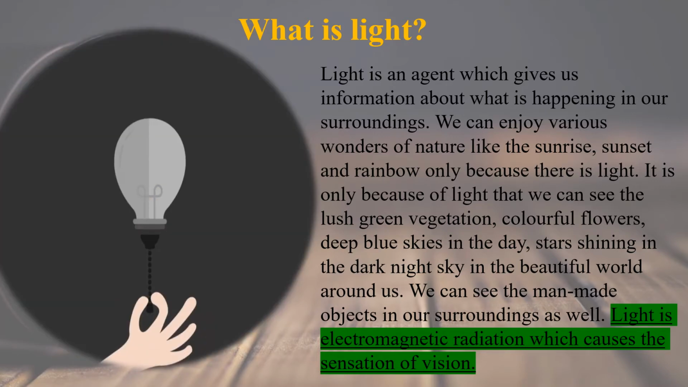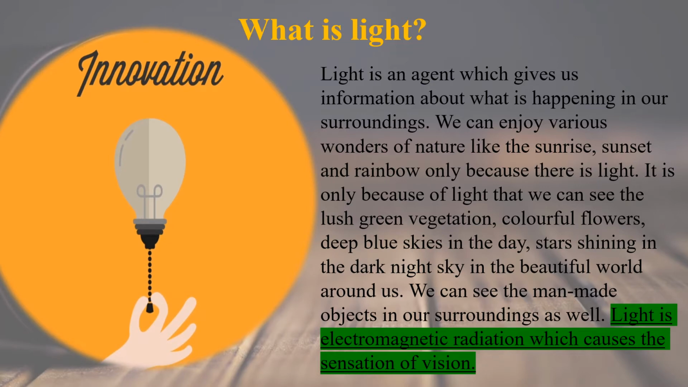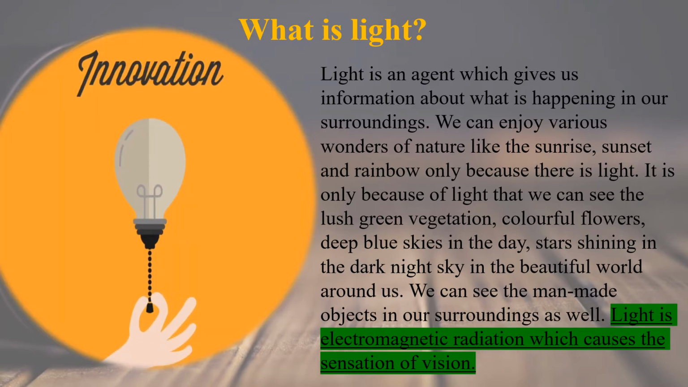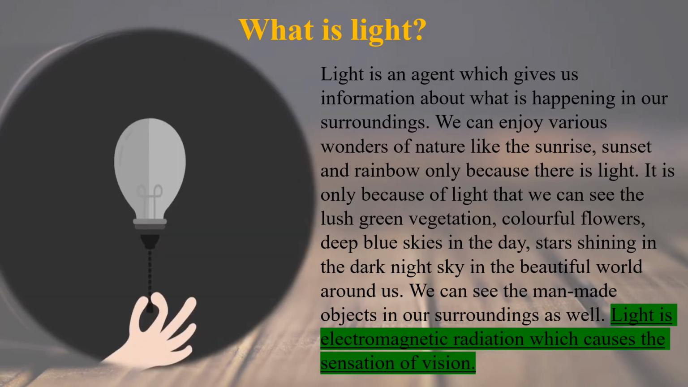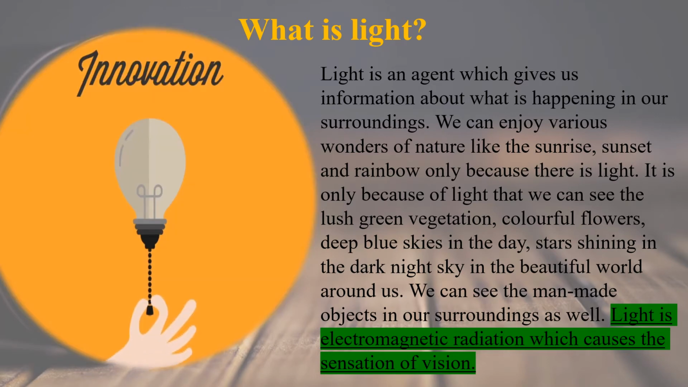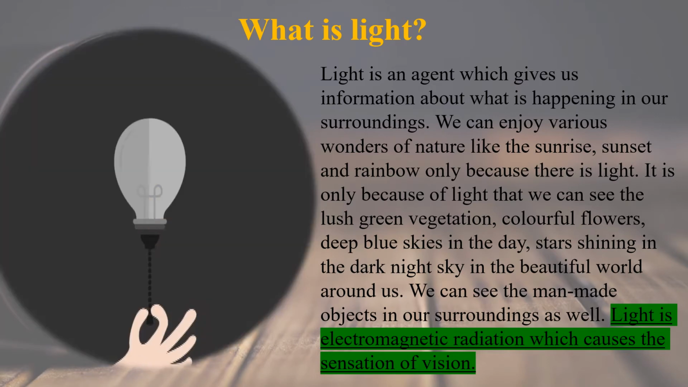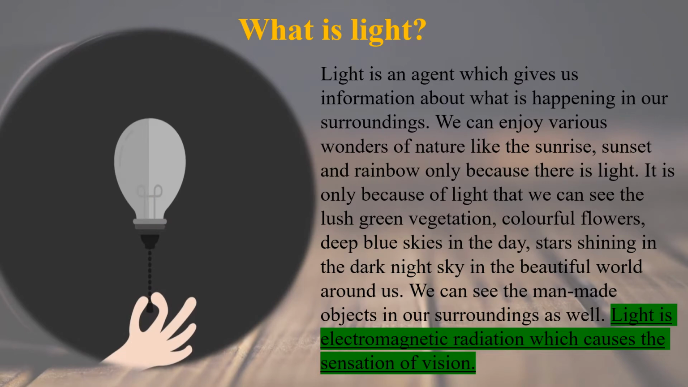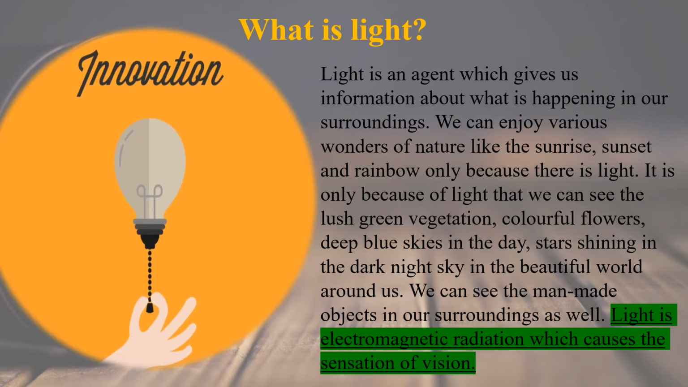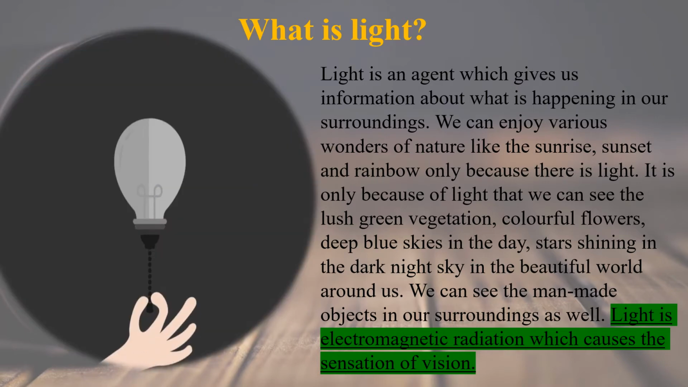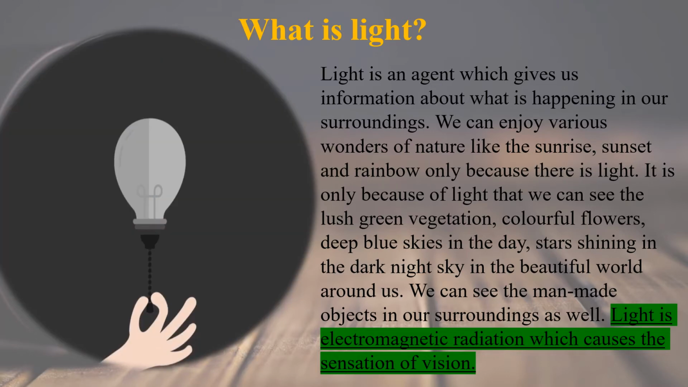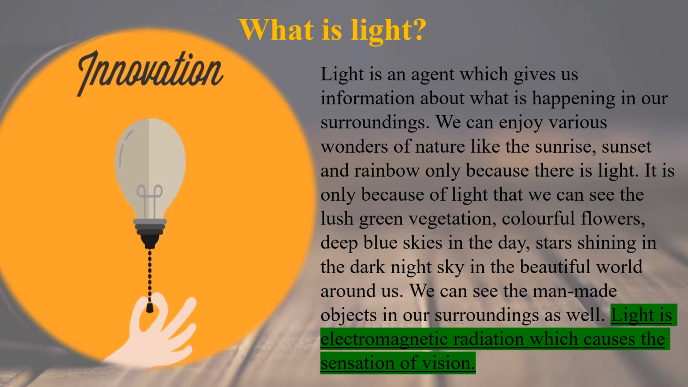जो भी चीजें हम लोग को साफ दिखाई देने लगती है. So light is an agent which gives us information about what is happening in our surrounding. We can enjoy various wonders of nature like the sunrise, sunset and rainbow only because there is light. तो जो हमें दिखाई देते rainbows during the rainy season, every day you see sunrise and sunset. This is all because of what? Because of naturally present light.